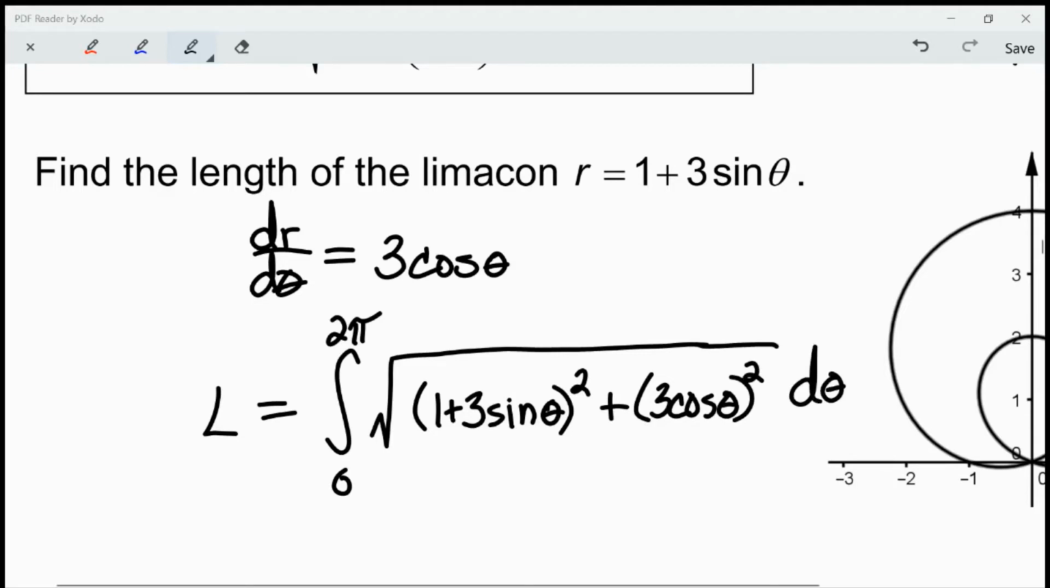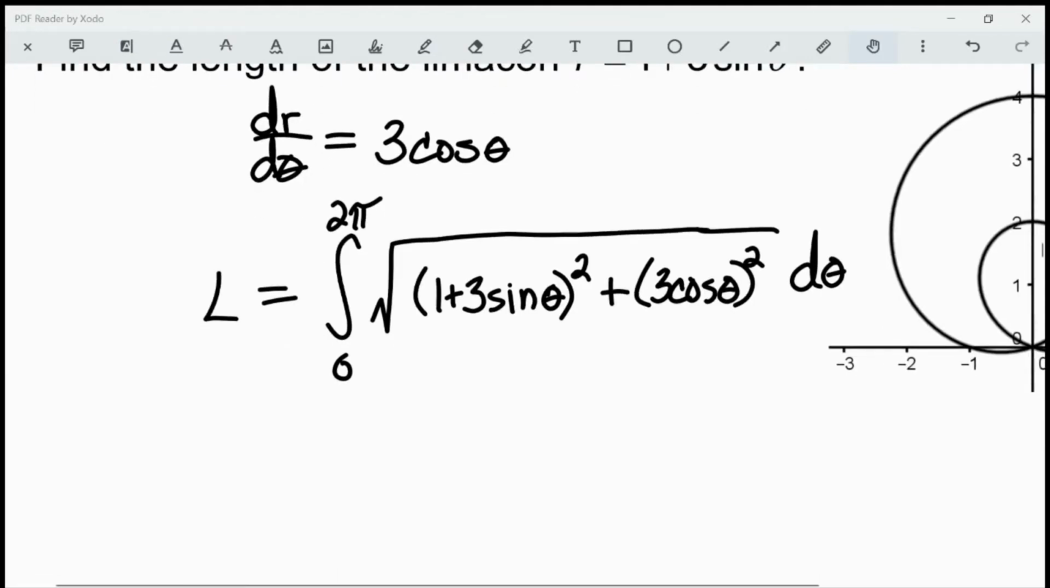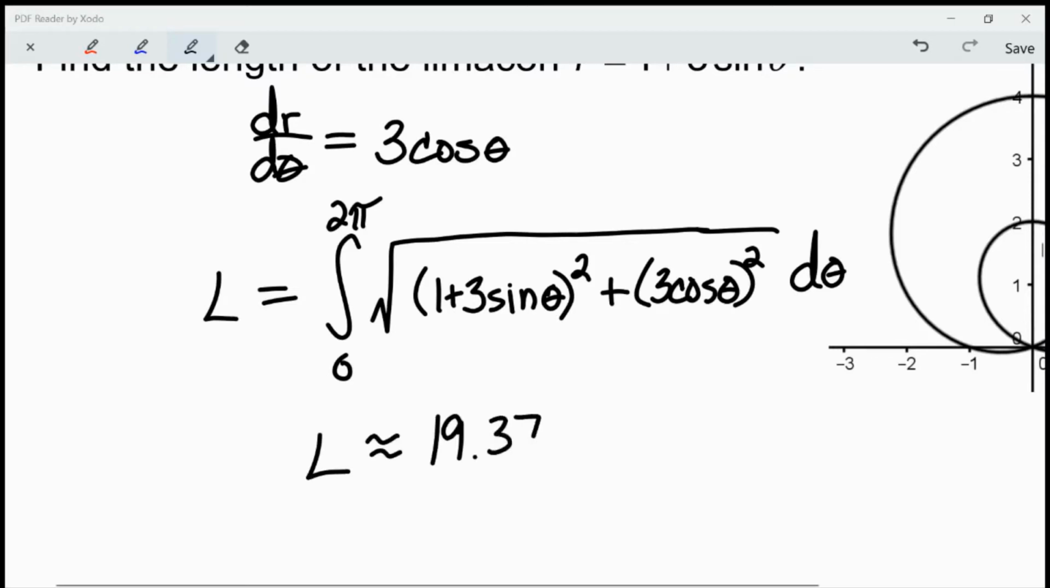Now, this is just going to be calculator work again. You need to know how to set it up, but at that point, you're just going to plug it into the calculator. So for this one, you would get a length of about 19.377.